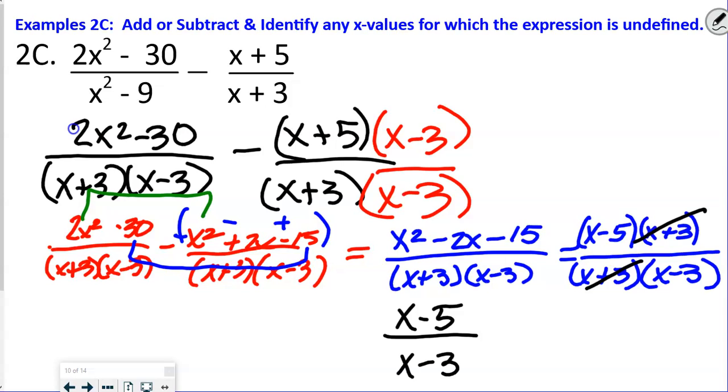And our excluded values would come from here. So x plus 3 does not equal 0, so x cannot equal negative 3. x minus 3, so x cannot equal positive 3.